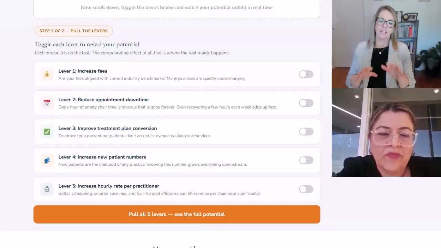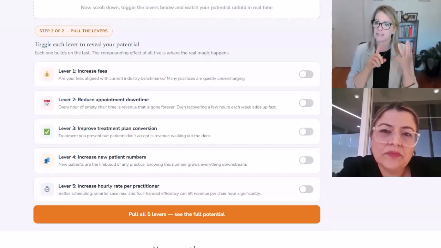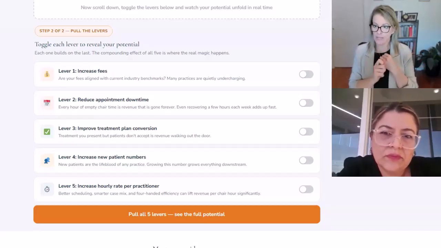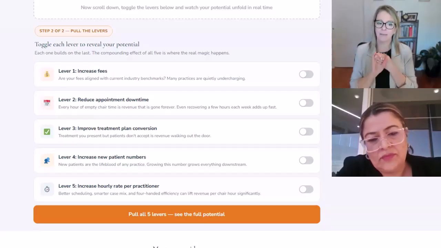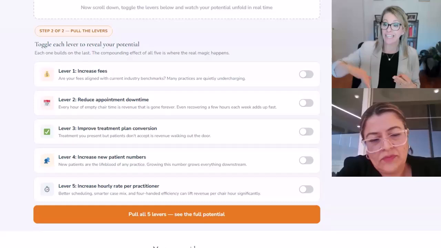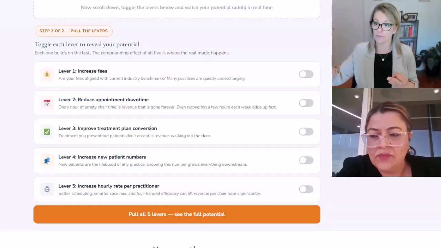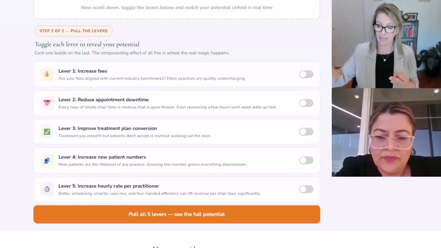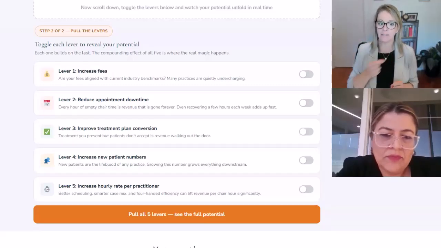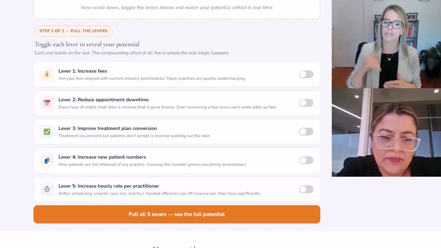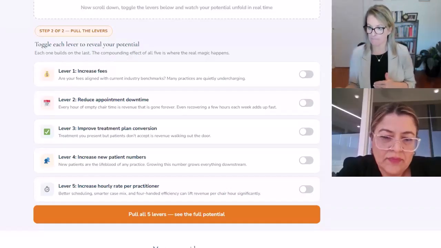Yeah. And so those 5 areas: lever number 1, increasing your fees so they are appropriate. Lever number 2, reducing the downtime in your appointment book. Lever number 3, increasing the treatment plan conversion rate, so more patients are booking in for the advised treatment. Number 4 is increase your new patient numbers coming in. And lever number 5 is increase your hourly rate per practitioner.